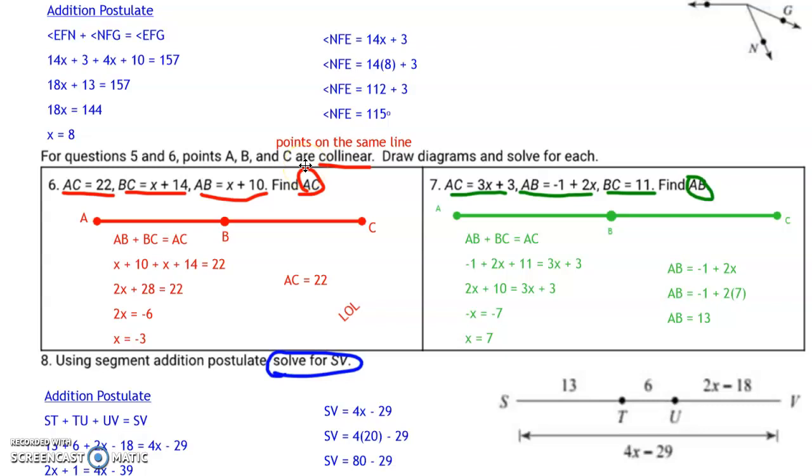For the next couple of problems, we are still using the addition postulate, but this time we're using the addition postulate for segments. We did a lot of work here to find the value of x, which is equal to -3, and then we see that it asks us to find AC. Well, it turns out that they told us AC in the problem, LOL.